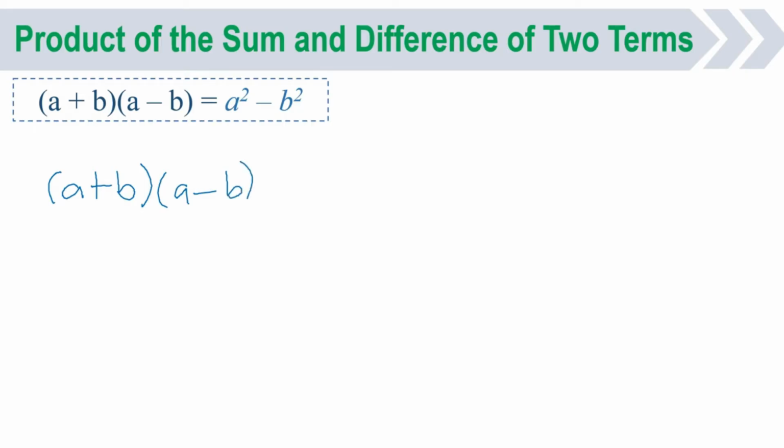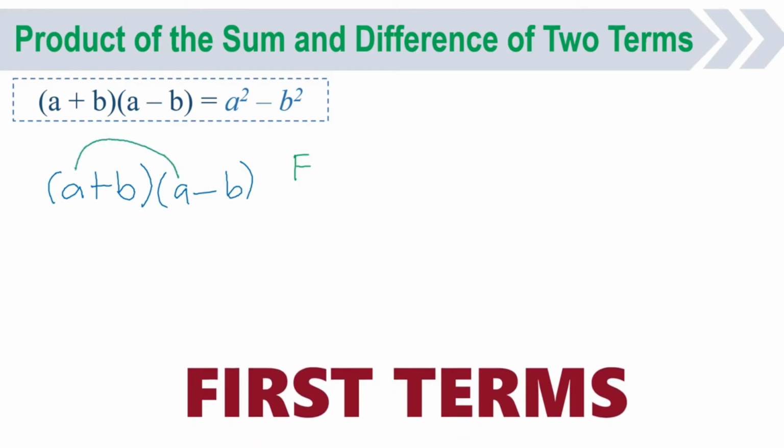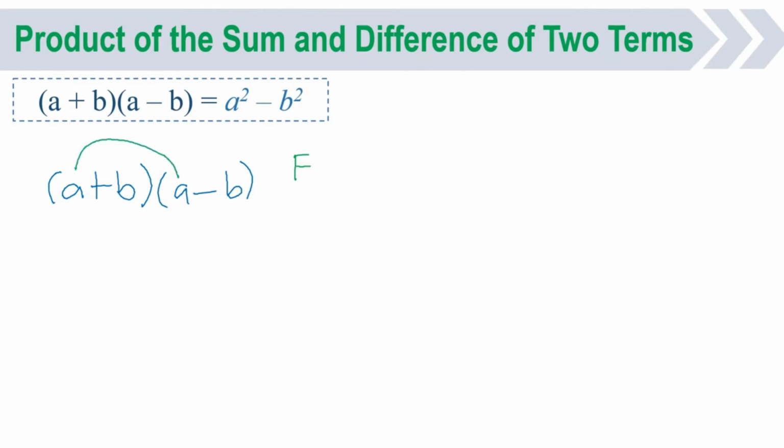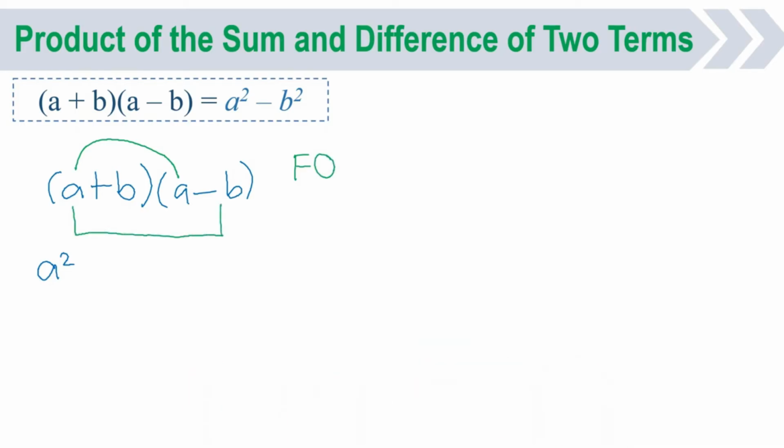In FOIL method, F stands for the first terms. So let us multiply the first terms. We have a times a. It will give you a squared. Then O from the FOIL method means outer terms. Our outer terms here are a and negative b. A times negative b, it will give you negative ab.